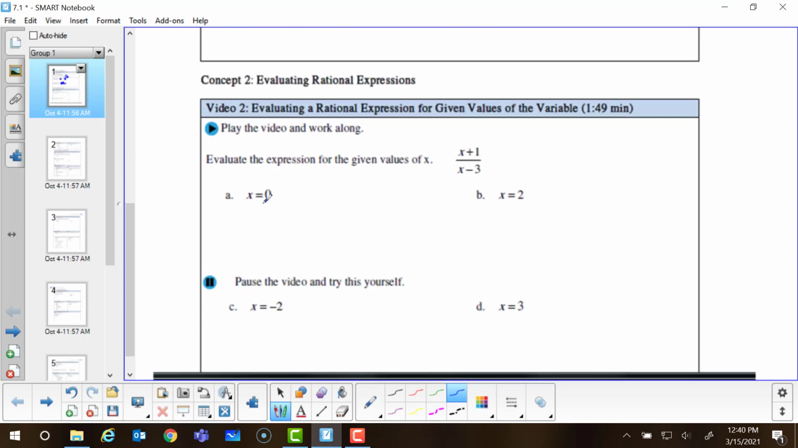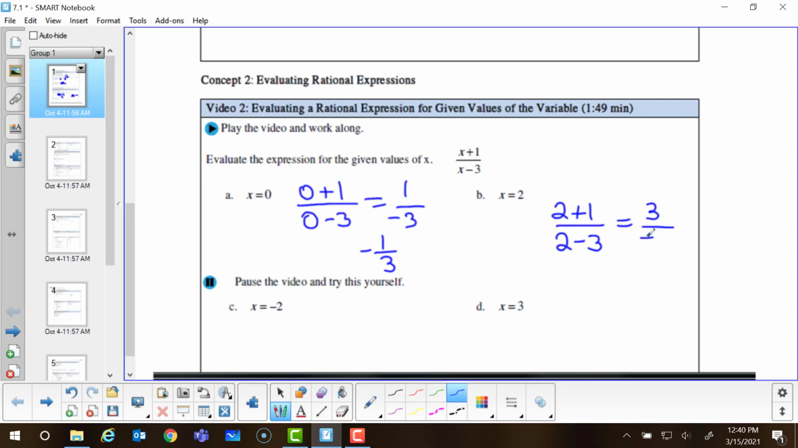So that just means we're going to take a value for x, or whatever your variable is, and we're going to plug it into our expression and then work it out. So if I have x equals 0, that means I'm going to have 0 plus 1 over 0 minus 3. So that gives me a 1 over negative 3, or you could write it as negative 1/3. Sometimes you like to put the negatives out front. Let's do 2. If we have 2, we're going to have 2 plus 1 over 2 minus 3, which gives me 3 over negative 1, which would reduce to negative 3. So that would also work for a rational expression.